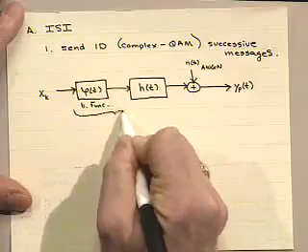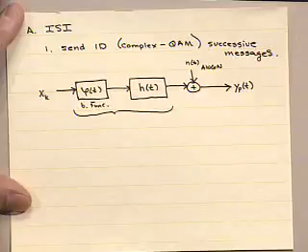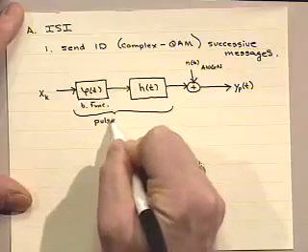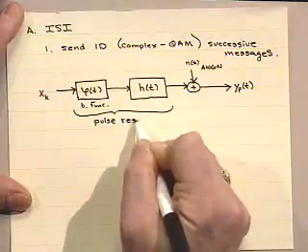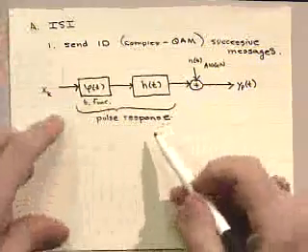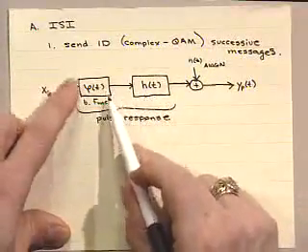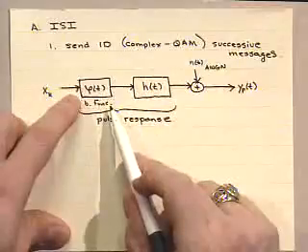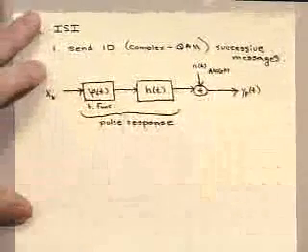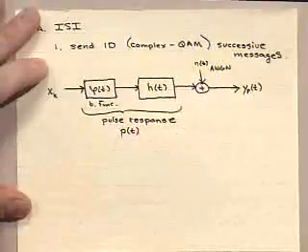This cascade of the basis function and the channel filtering is often called the pulse response. Not the impulse response, but the pulse response of the channel. The pulse response, why we call it that name, well, it's the impulse response of the channel here convolved with some pulse shape or some basis function. Sometimes we call basis functions pulse shapes. So it's the pulse response of the channel. And we call it p of t, p of course for pulse response.